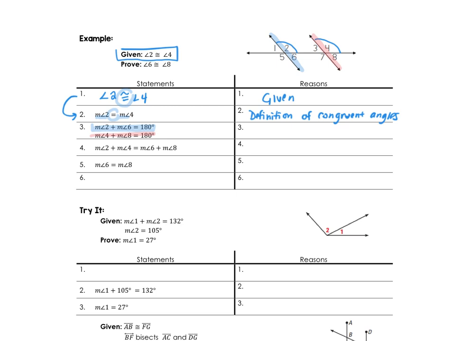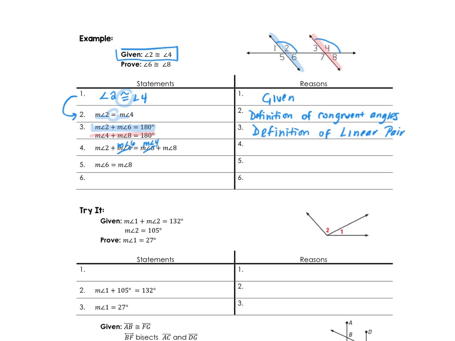The reason we can write these equations is the definition of linear pair. They are linear pairs of angles. They're adjacent and they form a straight line. So they are a linear pair. Okay, typos. Line 4 should say the measure of angle 2 plus the measure of angle 6 equals the measure of angle 4 plus the measure of angle 8.